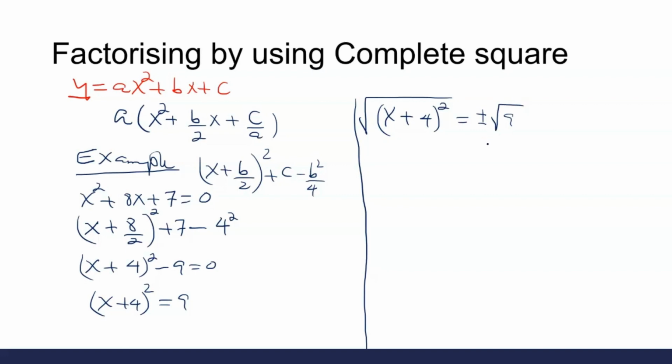So we take the square root on both sides, and that gives us x plus 4 equals plus or minus 3. So we take the 4 to the other side. So that gives us an answer of negative 7 or negative 1. So that is when the coefficient of the x squared is 1. So the x value is negative 7 or negative 1. So let's have a look at a scenario where it is other than 1. So let's find that out.